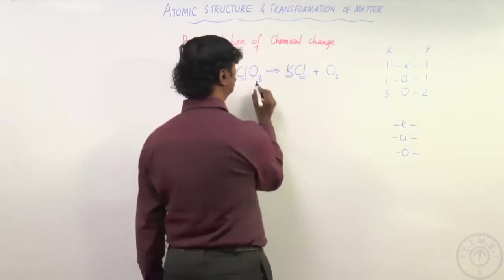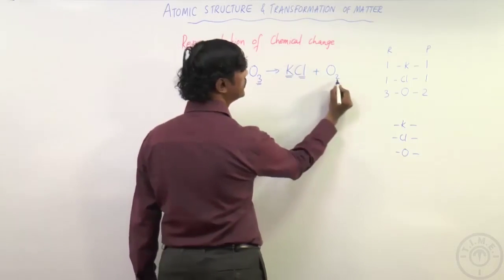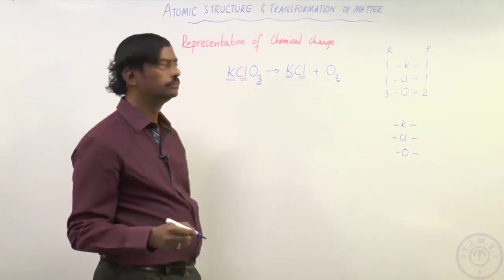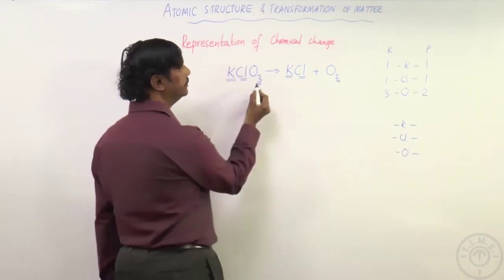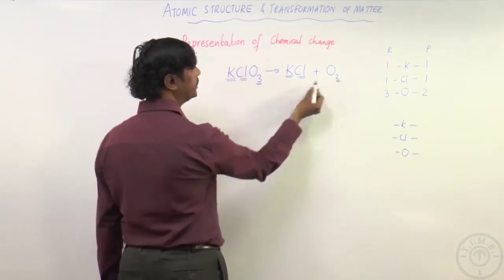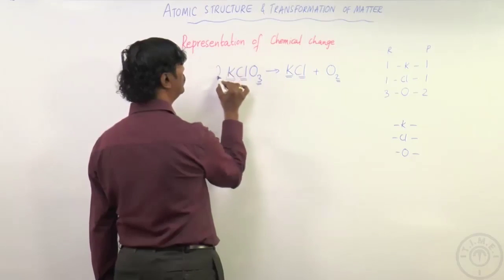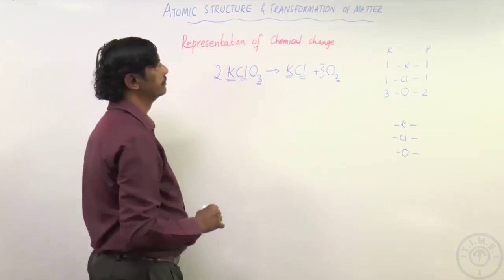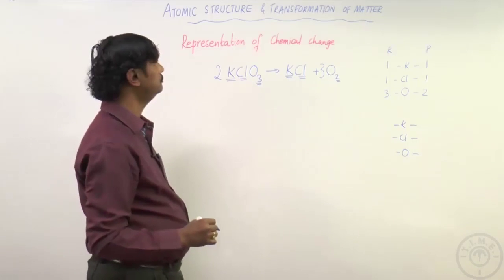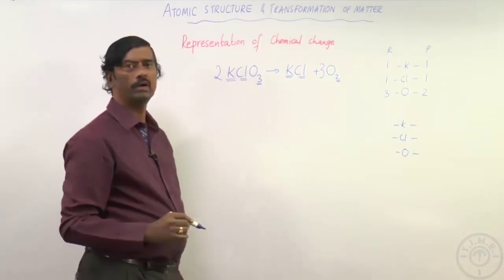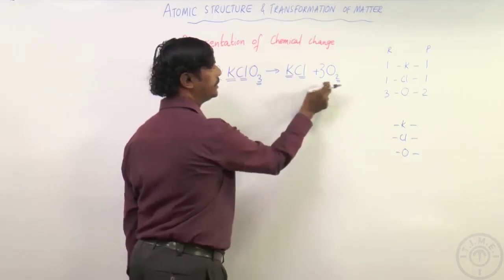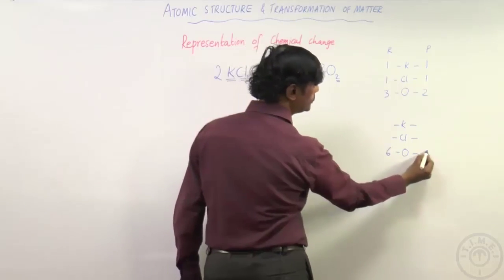So, how many oxygens are there on the reactant side? 3 it is, and here it is 2. So, how to balance? LCM. Now, this will be LCM 6. So, I will have a 2 here and a 3 there. Would this balance the oxygens? Now, how many oxygens are there? 6 and 6. So, oxygens are already balanced here, 6 and 6.